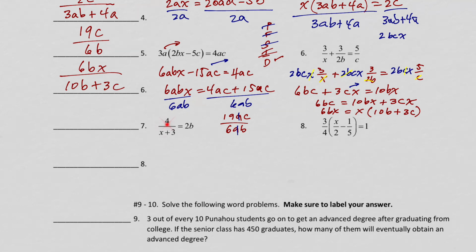Okay, in this problem, to get rid of the fractions, I'm going to multiply each side by x plus 3. When I multiply this side by x plus 3, the x plus 3 cancels. And when I multiply this side, I distribute this through here. And I get 2bx plus 6b. And then I want to isolate this term, so I got to move this term over. And I end up with 4 minus 6b is equal to 2bx. And I'll solve by dividing each side by 2b.